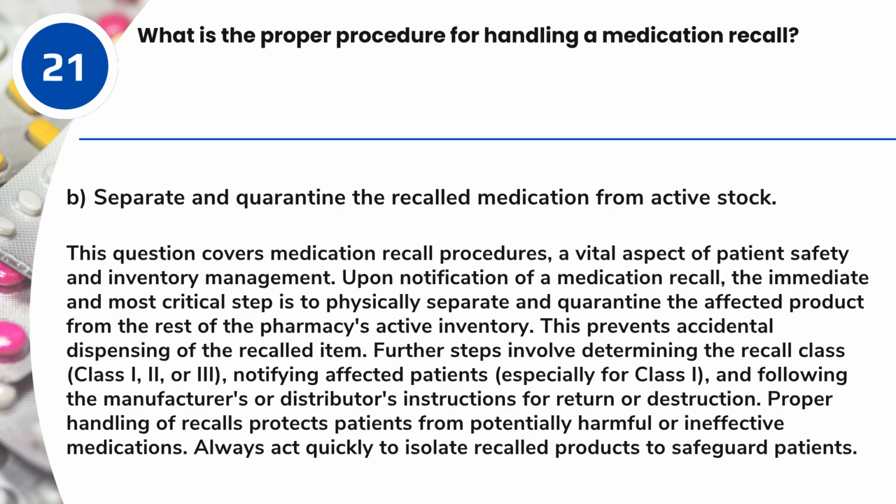Further steps involve determining the recall class 1, 2, or 3, notifying affected patients, especially for Class 1, and following the manufacturer's or distributor's instructions for return or destruction. Proper handling of recalls protects patients from potentially harmful or ineffective medications. Always act quickly to isolate recalled products to safeguard patients.